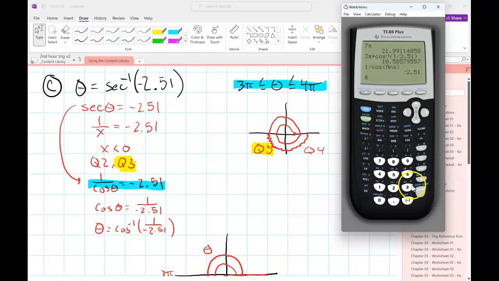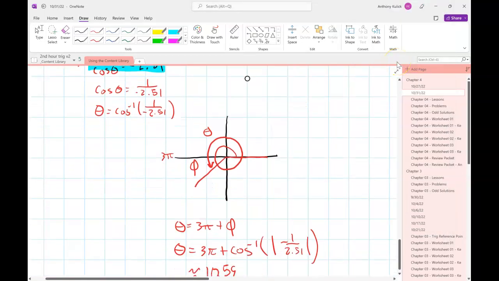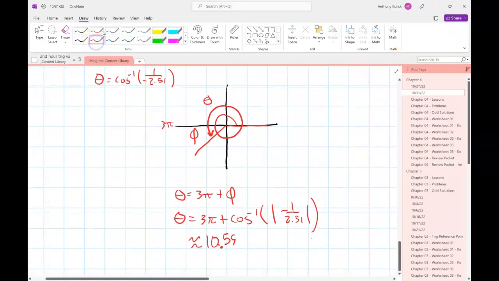And then I need to check to see if 3 pi is smaller than 10.59. Yup. And 4 pi is bigger than 10.59. Yup. So we're good. We got it. Is that okay so far?